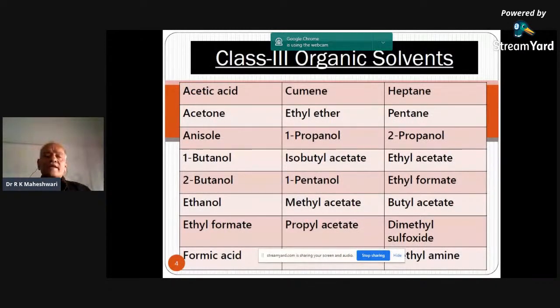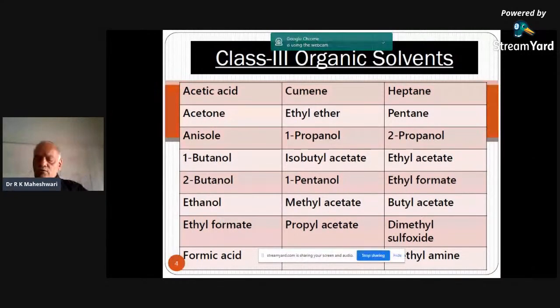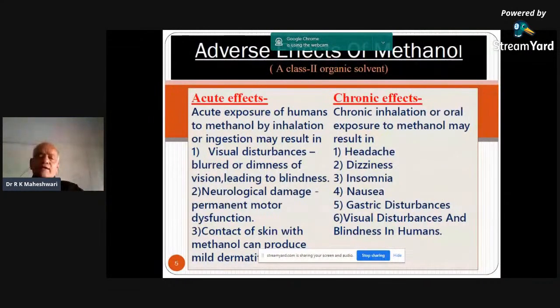Now this is class 3, which is relatively safer. It is safer than class 2 and class 1, but it is also not 100% safe. In this class 3 organic solvent group, there are acetic acid, acetone, ethanol, ethyl acetate and so on. These can be used, of course, but less frequently. I will tell you how to substitute all these.